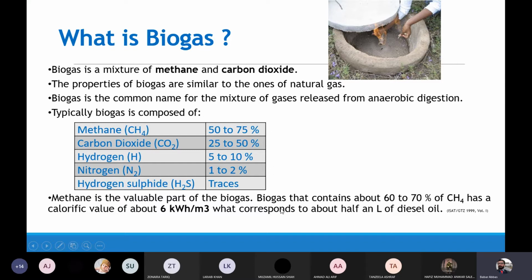Methane is a valuable part of the biogas, and the biogas that contains about 60 to 70% of methane has a calorific value of about 6 kilowatt hour per cubic meter, which corresponds to about half a liter of diesel oil. So your 1 cubic meter of your digester would be producing 6 kilowatt hour of the calorific value, and it can be utilized for several purposes.